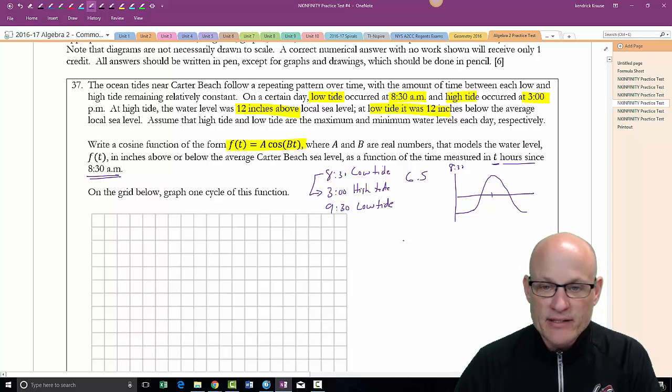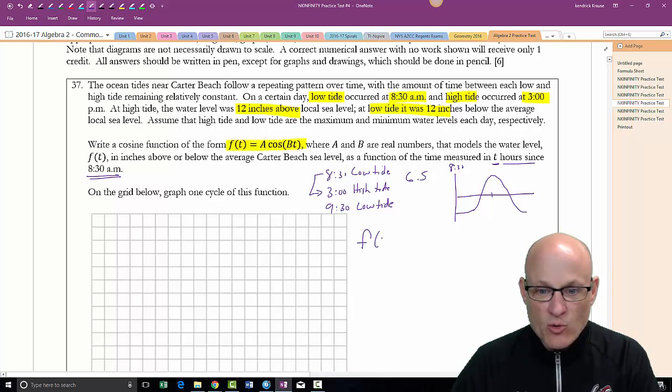So we got to start at a min and end at a min. So because of that, our equation, f of t, has to equal negative 12. Now, why is it negative 12? Well, because this is sea level. We're going up 12 and down 12, so that's our amplitude.